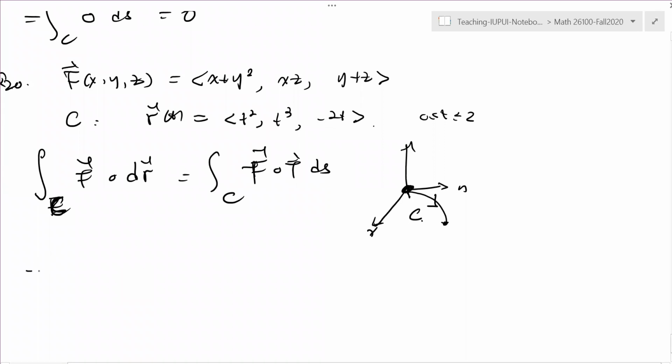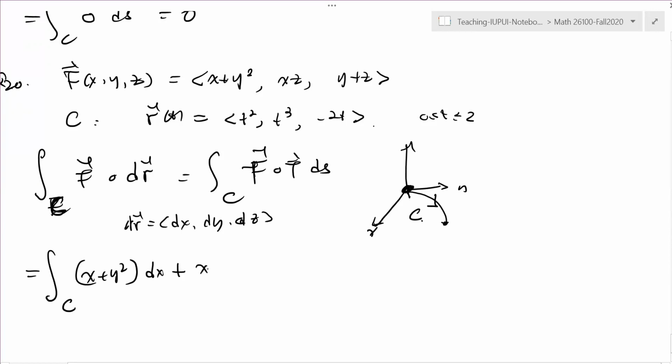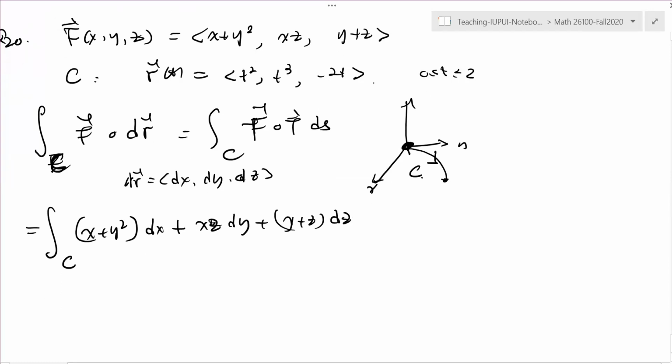If f has 3 components, x plus y squared, xz, and y plus z, then dr is dx, dy, dz. So that'll be x plus y squared times dx, xz times dy, and y plus z times dz. So this also can be written in this form.